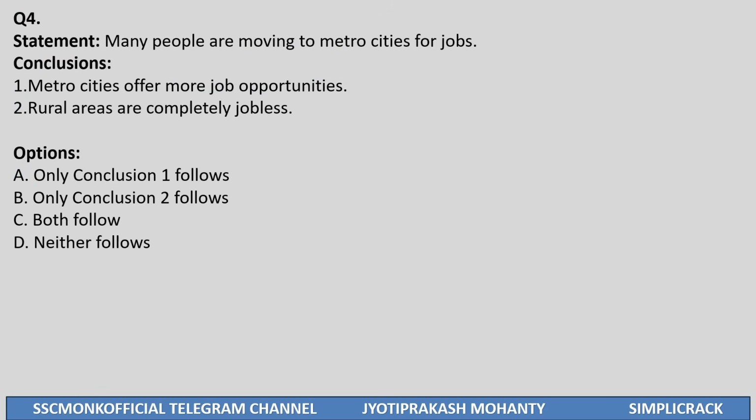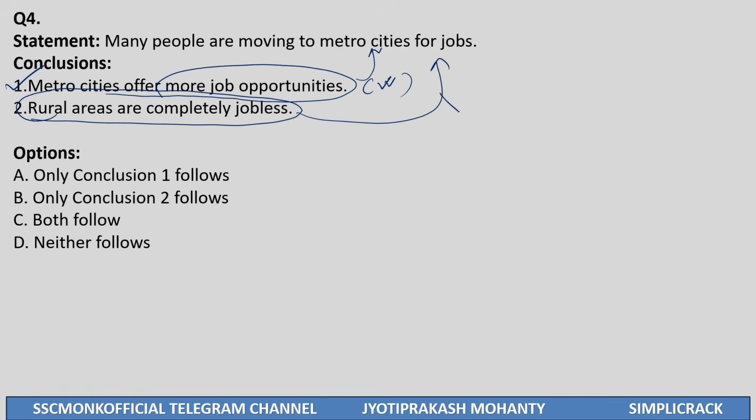Next, many people are moving to metro cities for jobs. This is the statement, that people are moving to metro cities because of jobs. Now, first conclusion, metro cities offer more job opportunities. Yes. So metro cities are offering more jobs. That's why people are moving. That means this conclusion is directly attached with the statement. So my first conclusion is right. Second conclusion, rural areas are completely jobless. It has nothing to do with the rural area. So this statement is not directly attached, so this cannot be my conclusion. So option A is my conclusion.